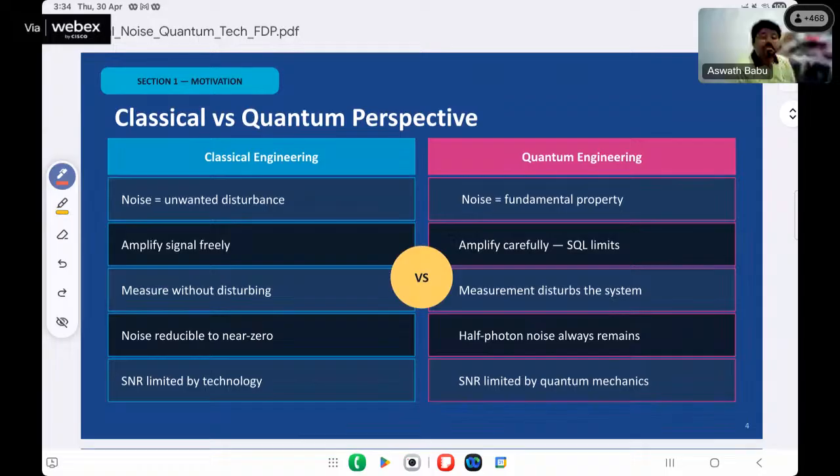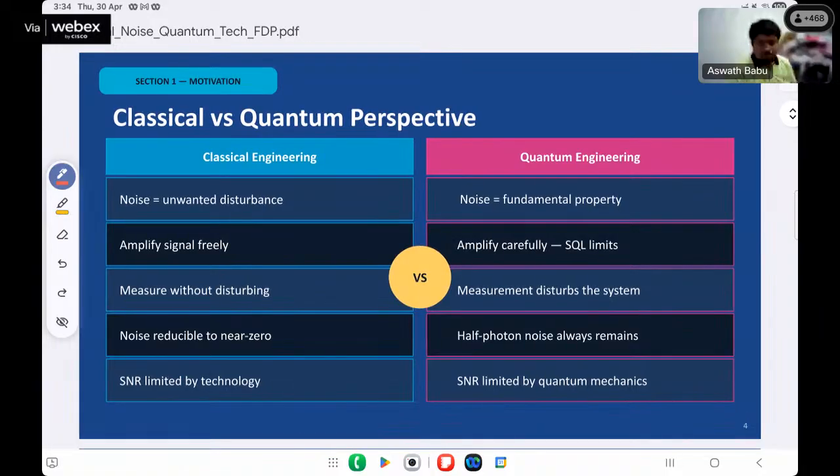Now you see here, I have a simple comparison between classical engineering and quantum engineering. We will weigh both and get a better understanding. In classical engineering, noise is for sure an unwanted disturbance, but in quantum it is a fundamental property.